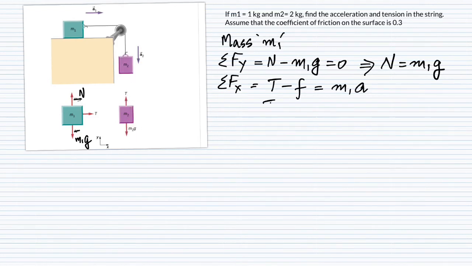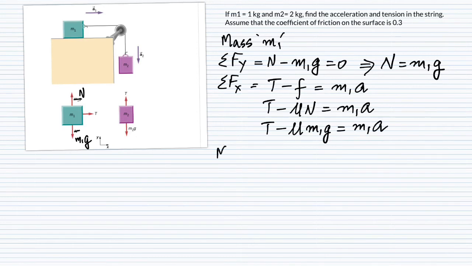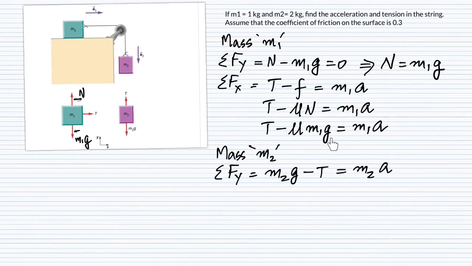Now remember that the net force on M1 along the y-axis is N minus M1G, so N is M1G, but along the x-axis you have T and you have friction. Okay, now I've shown the friction there. So the net force is T minus F is equal to M1A. But F is mu times N, and N is equal to M1G, isn't it? So that's why it's mu M1G.